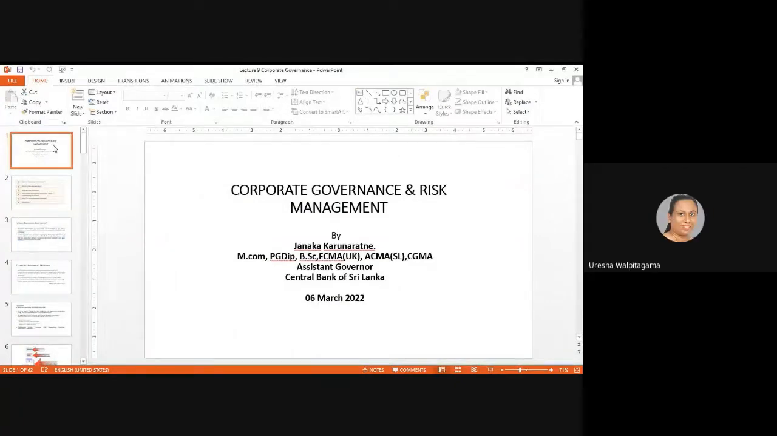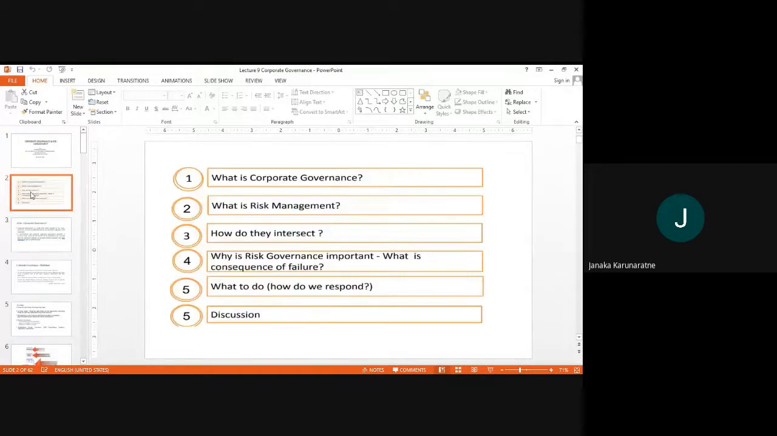Yes, sir. Okay. So we will move on to the last area of my part, corporate governance and risk management, the linkage. Let me give a brief overview. Then probably we will have a short break, and then we will continue for the rest of the day. What I am trying to go through is corporate governance: what do you mean by corporate governance, and what is risk management, and how they intersect.